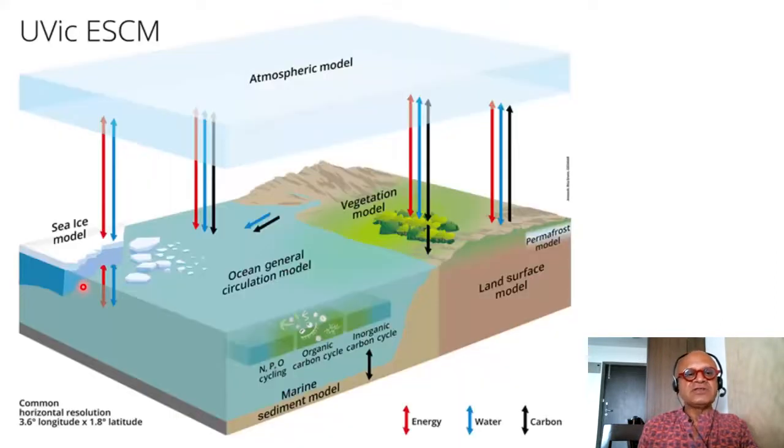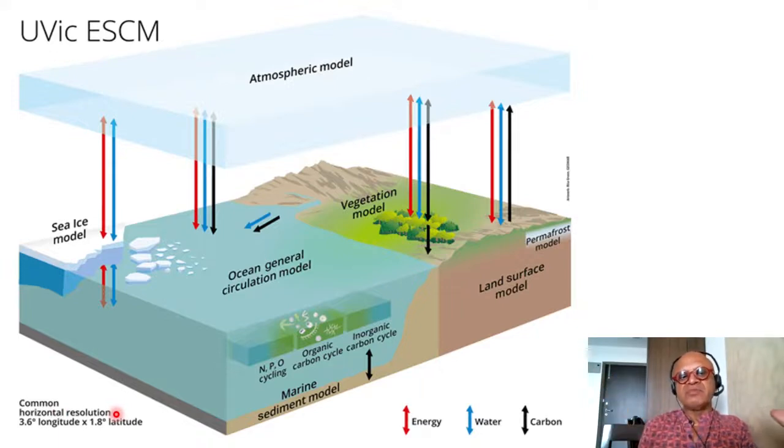So looking at this in terms of simulations from UVic ESCM, the University of Victoria Earth System Climate Model, whatever the acronym stands for. It's basically an intermediate Earth system model in terms of the complexity, grid size, and number of components and so on. And it is run typically at a very coarse resolution. You can see that the common horizontal resolution is 3.6 degrees in longitude and 1.8 degrees in latitude.